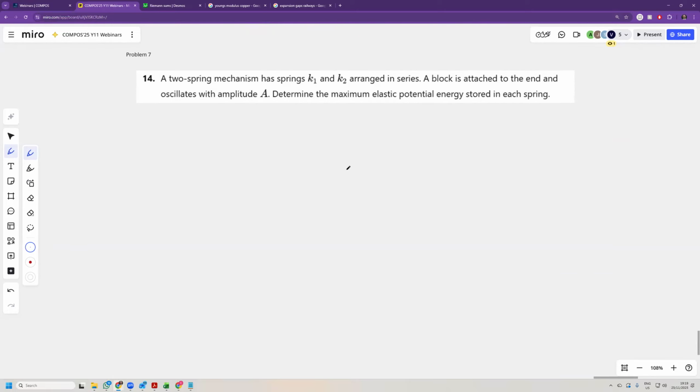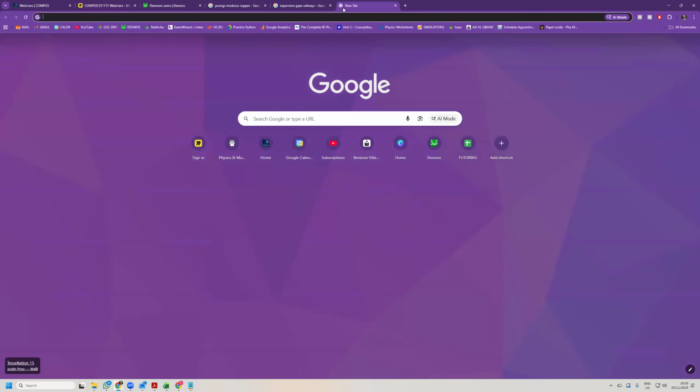A two-spring mechanism has springs K1 and K2 arranged in series. So we can say that we have two springs, K1 and K2, and it oscillates like this. It bounces left and right. And the amplitude is A. So amplitude is the maximum displacement.